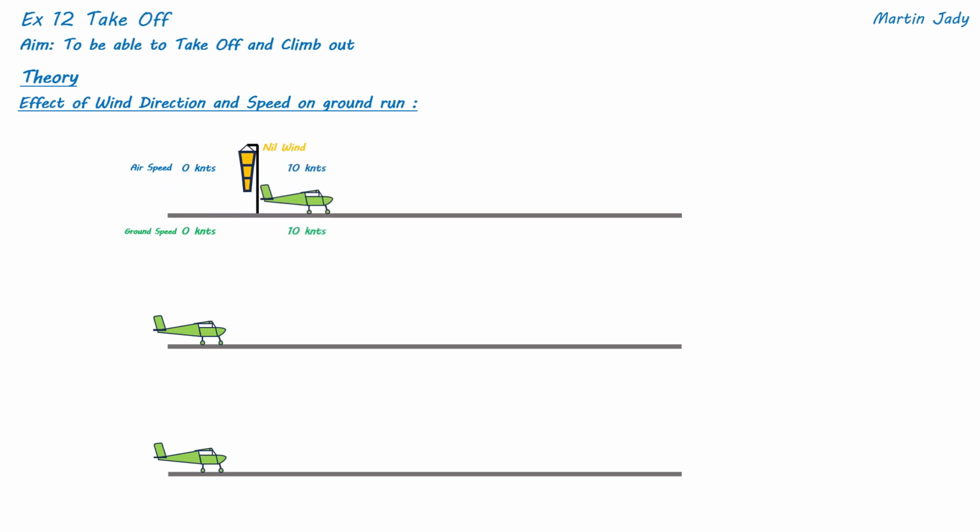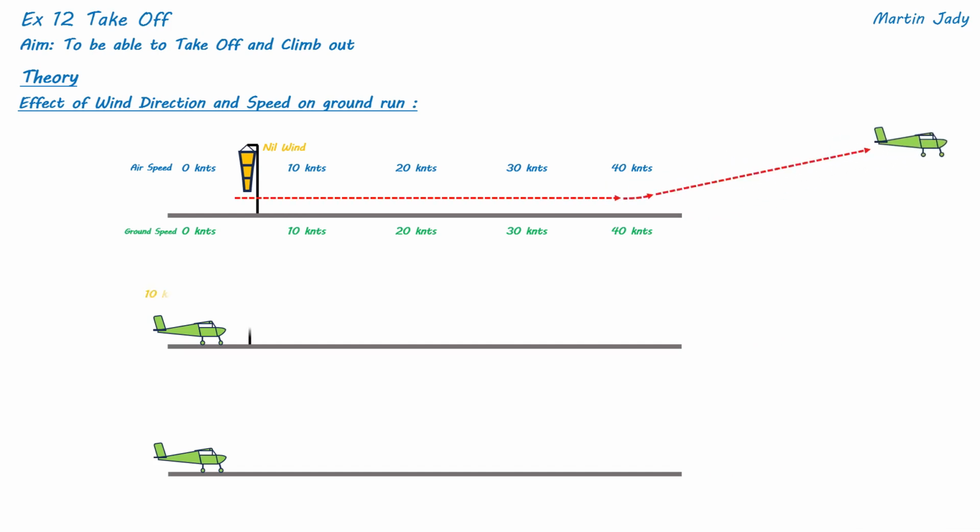To achieve 40 knots airspeed, the aircraft has to accelerate to 40 knots ground speed to generate enough lift to fly. The second aircraft has a 10-knot headwind. Before even moving, there is a 10-knot airspeed generating lift. It only has to accelerate to 30 knots over the ground in order to achieve the 40 knots airspeed required to fly. As you can see, this requires less distance.